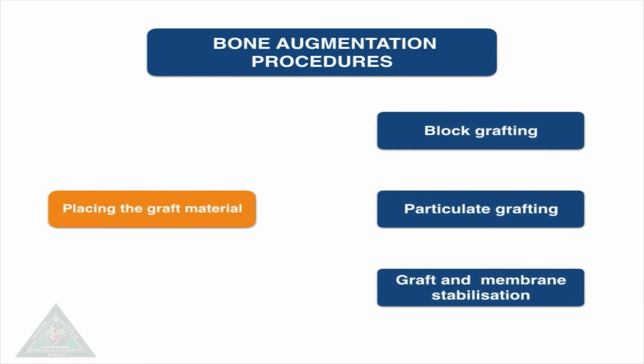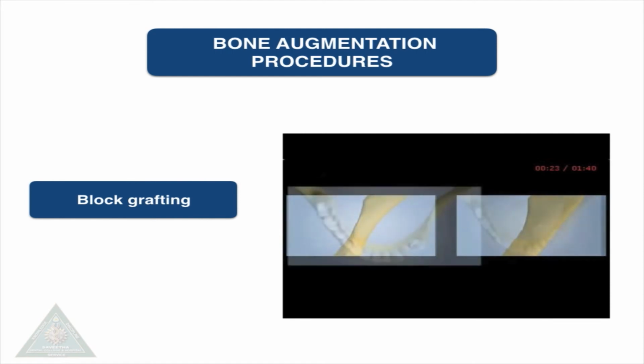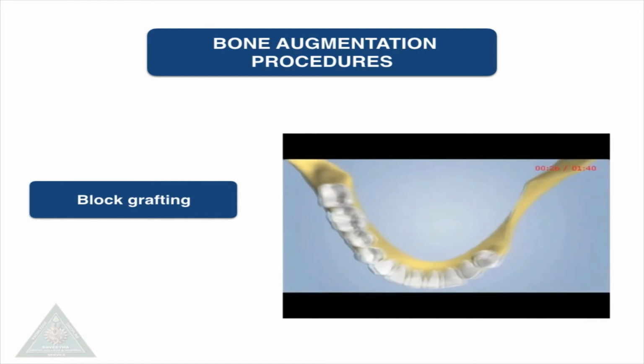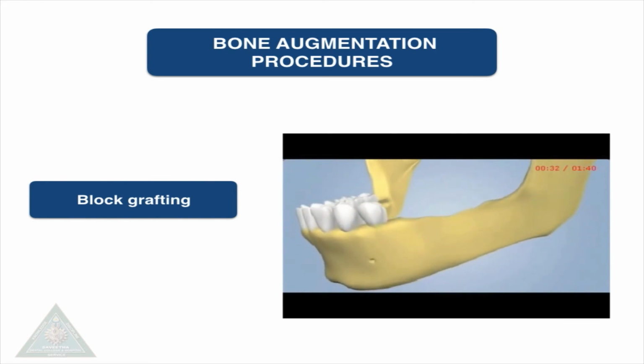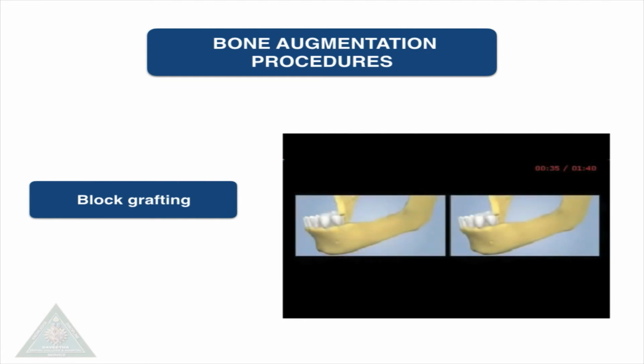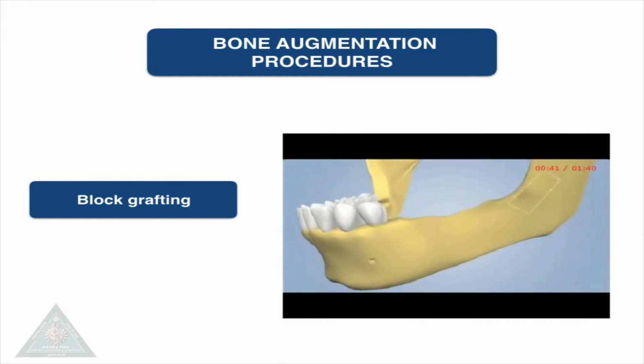And the next step is placing the graft material. We have different forms of graft placement: block grafting, particulate grafting, and graft and membrane stabilization. In block grafting, just have a look at the video. The procedure involves removing a small block of bone, approximately a centimeter, from either side and transferring that bone to the area of bone deficiency. These are used in areas where there are large bone defects, as in cases of trauma, infection, cyst or tumor. Just look at the video to see how they have taken a piece of graft and placed it in the deficient area.